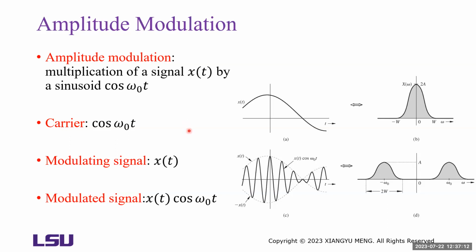Multiplying a sinusoid cos(ω0t) by x(t) amounts to modulating the sinusoid's amplitude. This type of modulation is known as amplitude modulation. The sinusoid cos(ω0t) is called the carrier. The signal x(t) is the modulating signal. The signal x(t)cos(ω0t) is a modulated signal.